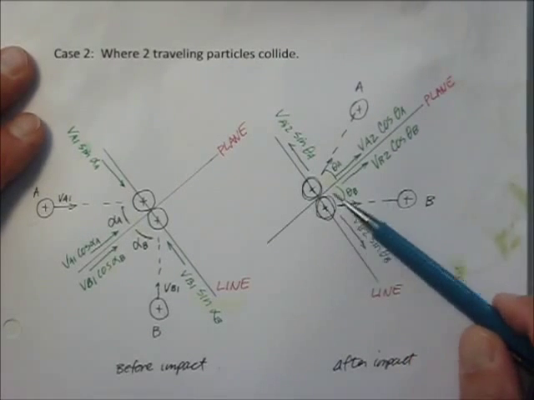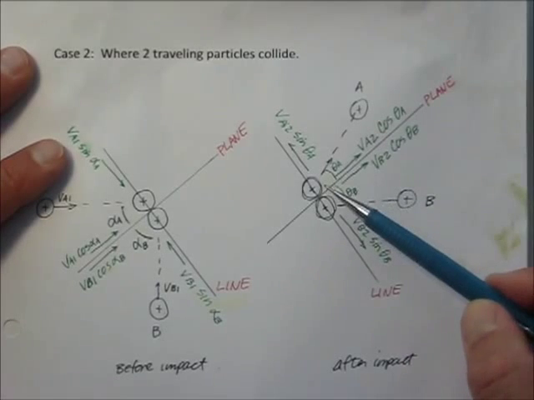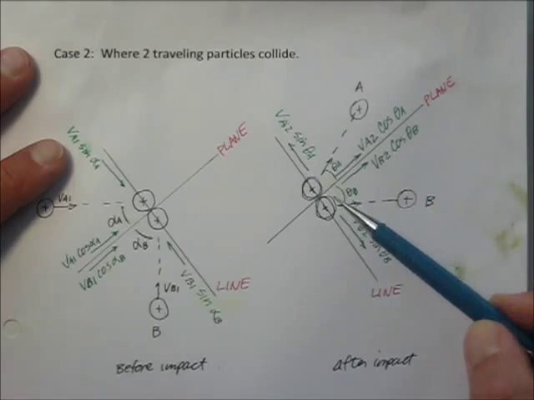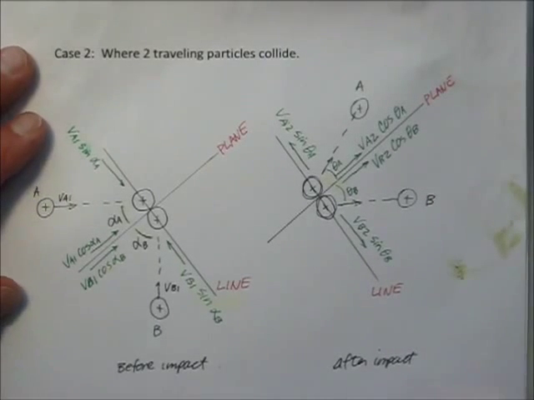After they collide, as they exit, they're going to exit at some other angles, and they'll also have components in the plane and the line. So that's going to be most of the work, is just doing the trigonometry.